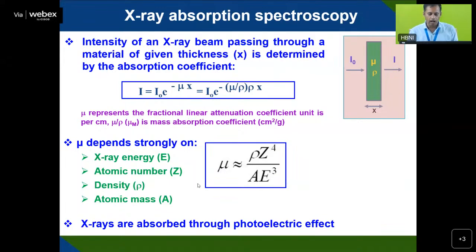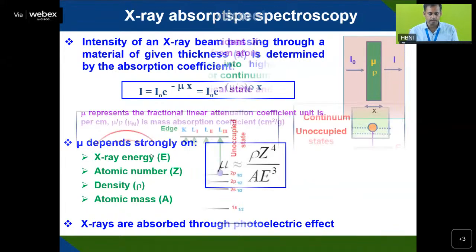X-rays here are absorbed through the photoelectric effect, which I discussed earlier. An incoming X-ray photon falls on the sample, and then an electron is knocked out from the core, so you get a photoelectric effect. So in X-ray absorption spectroscopy, X-rays are absorbed through the photoelectric effect.